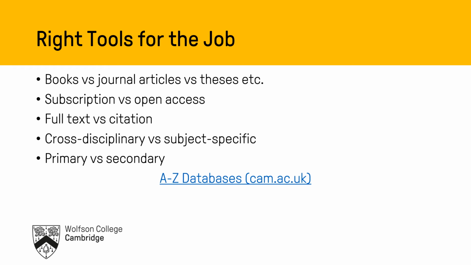So as you search, you'll also want to think about the types of resources that you'll be looking for. So we have here books versus journal articles and theses. Are you looking for information in subscription services or open access? Are you interested in full text sources, or are you more interested at a certain point in your search in just getting citations? When you're looking for information, are you looking for things that are very subject specific in your discipline? Or are you casting your net a bit wider and looking to other disciplines to get information? And last but not least, of course, are you concerned about primary sources, or are you okay getting secondary sources?